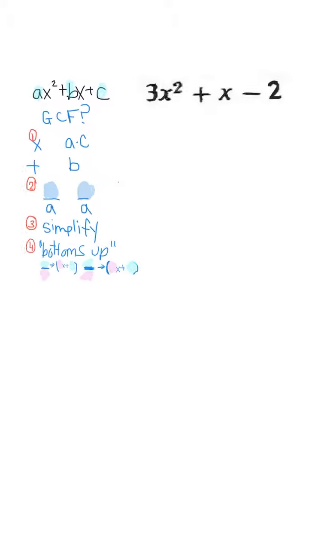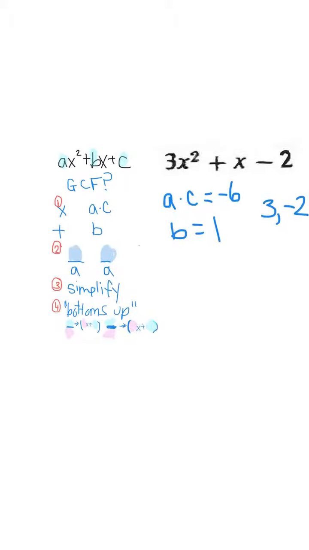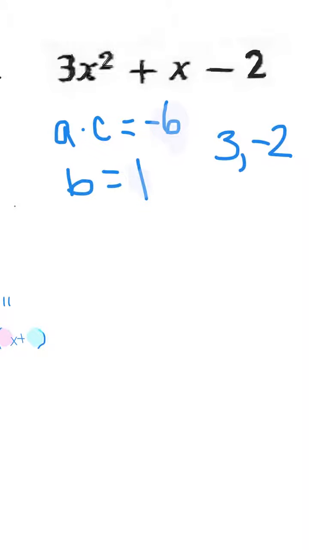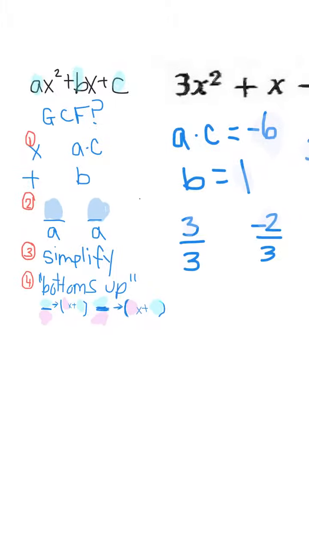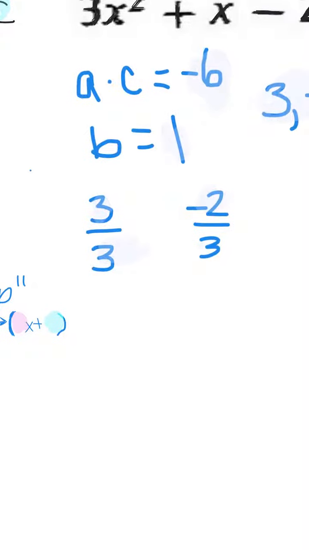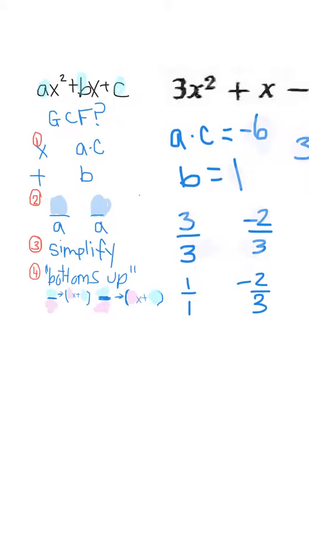Starting with 3x squared plus x minus 2. There's no GCF, so we'll look for two numbers that multiply to the product of 3 and negative 2, negative 6, and add to 1: 3 and negative 2. Now we take that 3 and negative 2, and we rewrite them as fractions over a, which is 3. Then we simplify these fractions. 3 over 3 reduces to 1 over 1. Negative 2 over 3 doesn't.